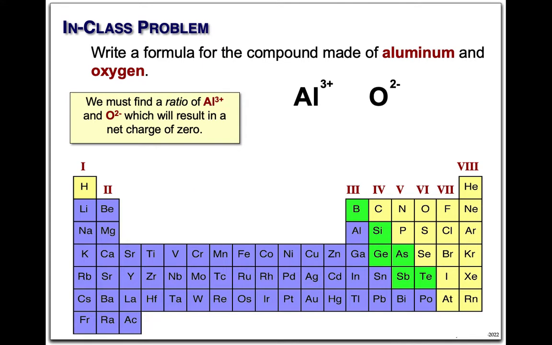We have aluminum and we have oxygen. +3, -2, right? Let's just write AO. Look at the charge of this is +3, right? The 3 here will represent the number of oxygens in the compound. The 2 here, ignore the fact that it's negative, the 2 here will represent the number of aluminum. And our compound is Al2O3. Crisscross.